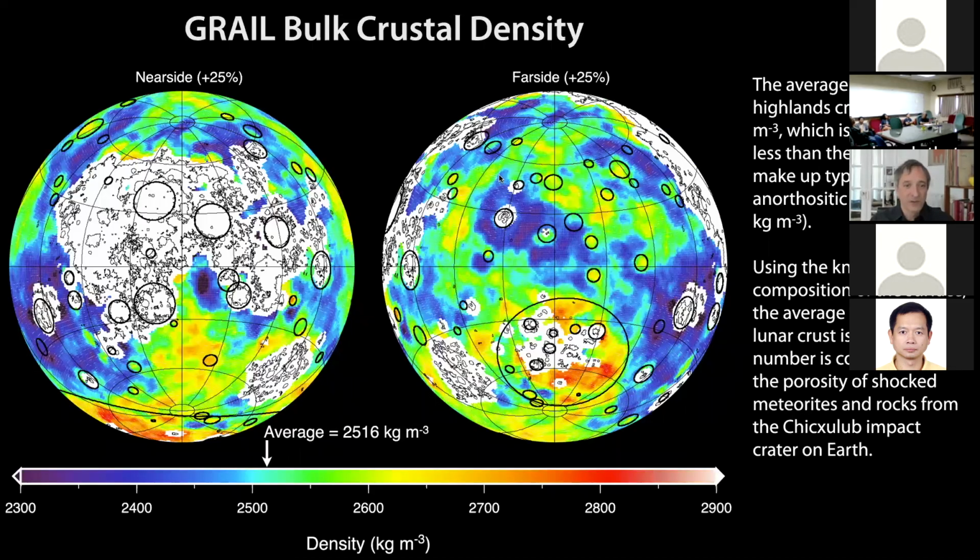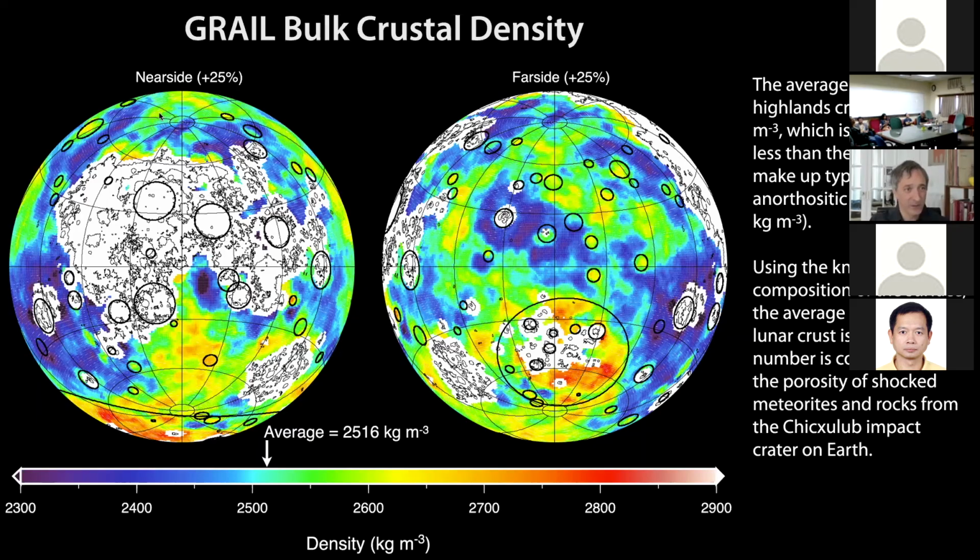Okay, so one of the first quantitative things we can do with the GRAIL data is to make an estimate of the bulk density of the crust. The reason for this is that the largest signal that we see in the gravity signature is just due to variations in surface topography. And the gravitational acceleration of this topography is just proportional to the density. So it's very easy to invert for crustal density.